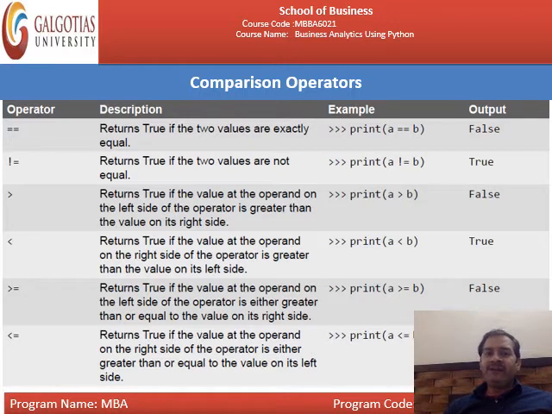You can read the description from this. Returns true if the value of the operand on the left-hand side of the operator is either greater than or equal to the value of its right side. Likewise, in the less than or equal operator, the value on the left side is either less than or equal to the value on its right side. Is it okay? These all are the comparison operators.